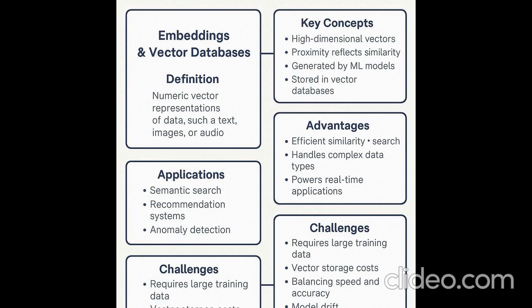5. Key distance metrics. Metric, description, use case. Cosine similarity: measures angle between vectors. Text similarity.